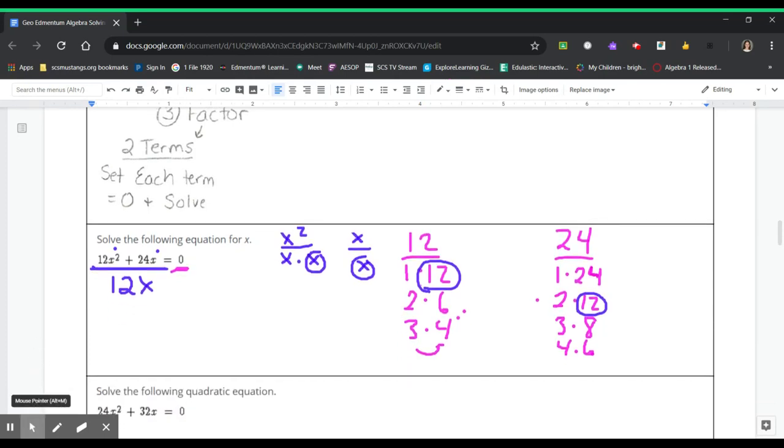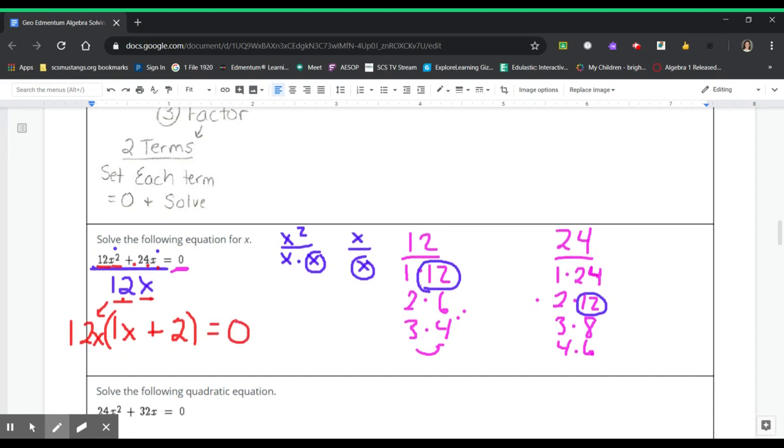So now I'm going to divide out my greatest common factor. 12 divided by 12 is going to be 1. x squared divided by x is going to be x. It's going to stay plus in between. 24 divided by 12 is going to be 2. And then x divided by x is going to be 1. So I'm going to leave it just like that, and I put my greatest common factor out in front. So I've got 12x times (x + 2) is equal to 0.